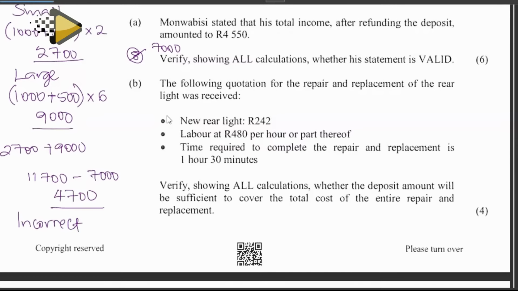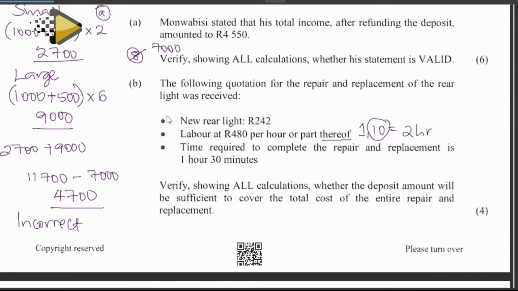This was question A. Let's look at part B. The following quotation for the repair and replacement of the rear light was received. New rear light costs 242. Labor is 480 per hour or part thereof. The time required to complete the repair and maintenance is 1.5 hours. Now, part thereof means if it's 1 hour, 10 minutes, they will count it as 2 hours. Why? The 10 minutes are part of another hour because 1 hour has elapsed, then they have gone for 10 minutes. So this is an hour.